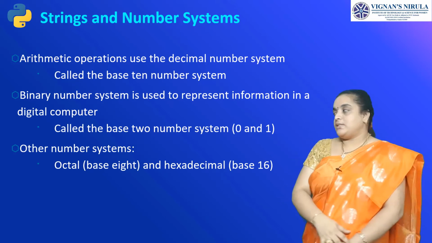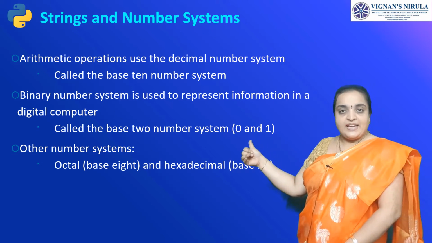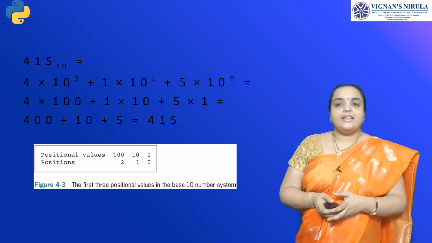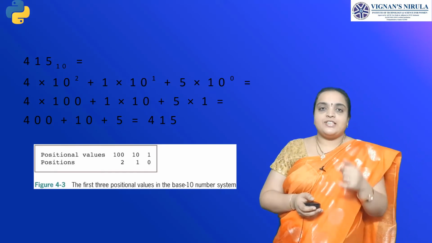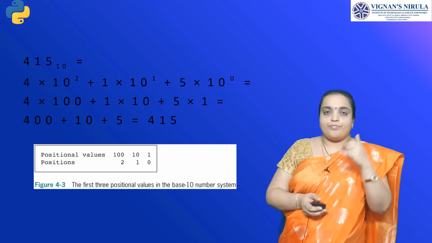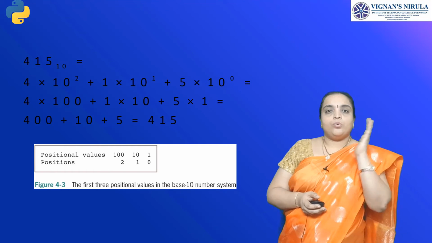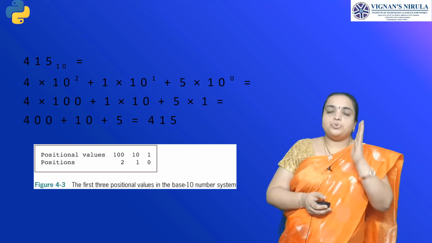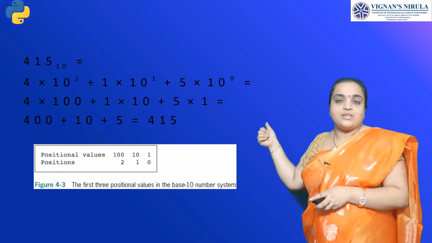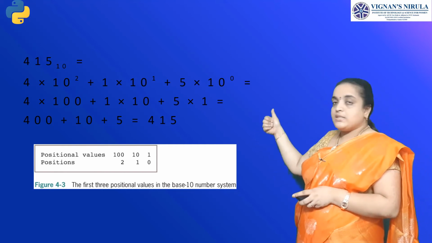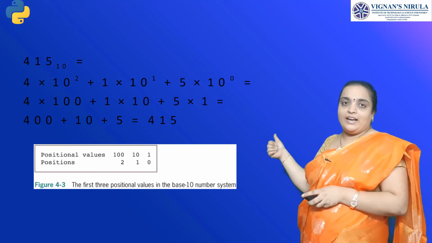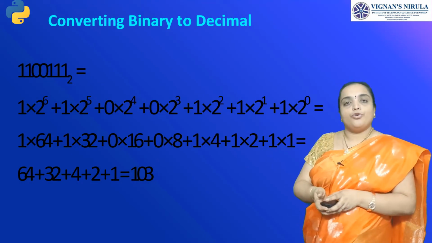Talking about other number systems, that is octal, base 8, and hexadecimal, base 16. Clear? Then let us move on to each and every system. Here we are positioning the numbers of base 10. How will you get 415? 4 into 10 power 2, 1 into 10 power 1, 5 into 10 power 0. 10 power 0 is 1, 10 power 1 is 10, 10 power 2 is 100. If you calculate in this way, we get the same number, that is 415.